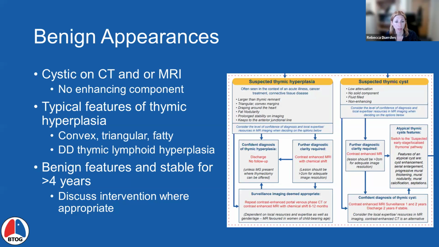Obviously, we've got the differential of thymic hyperplasia, which we'll come on to shortly, and that can be convex and triangular, as well as fatty within it, and chemical shift artifact evaluation on MR is really helpful for those patients. We have said in the guidelines that with benign stable features of more than 4 years, we can consider discharge. However, if there is any clinical concern, then we would need discussion at MDT.